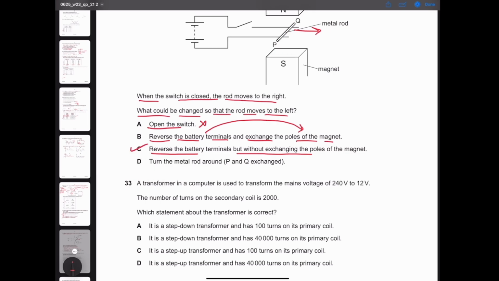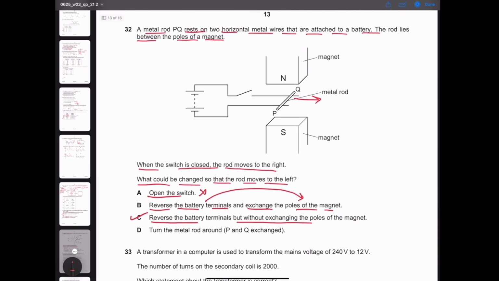This is more of a practical question. You should try using Fleming's left-hand rule and just try to change as they're saying. You will find out that the answer should be C.